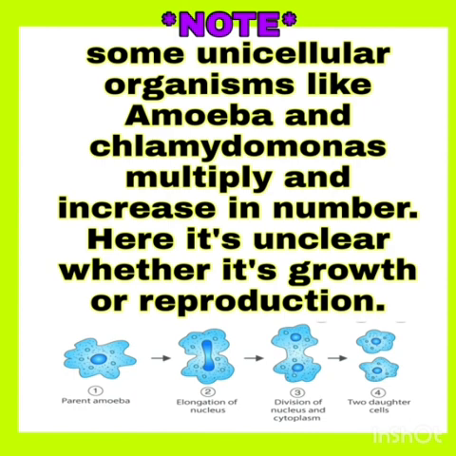Actually, in some unicellular organisms like Amoeba and Chlamydomonas, they multiply and increase in number. Here, it's very unclear whether it is growth or reproduction. So, growth and reproduction are just confusable over there. Okay?